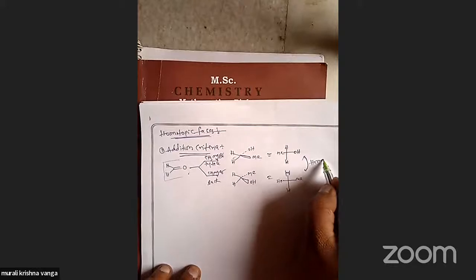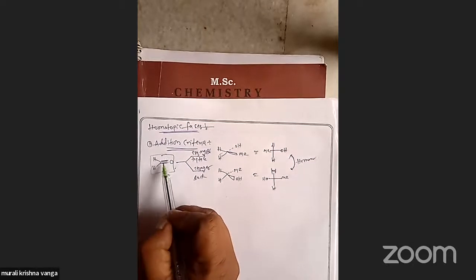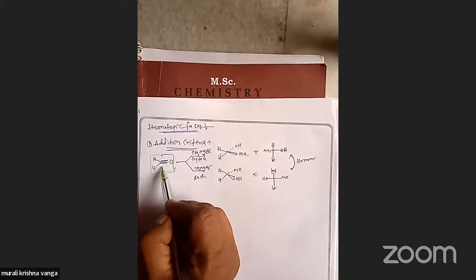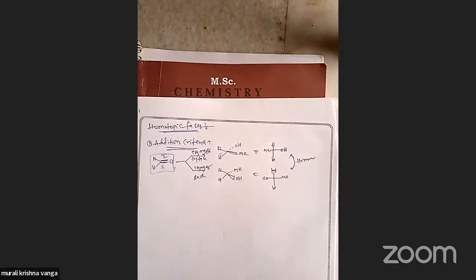These two are homomers. Homomers means superimposable mirror images. Therefore, the selected phases of the double bond, the up phase and the down phase, are called homotopic phases.